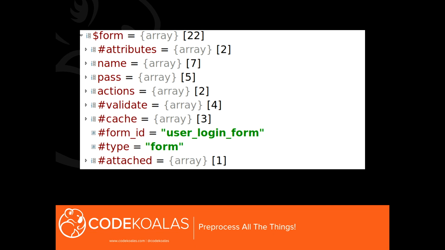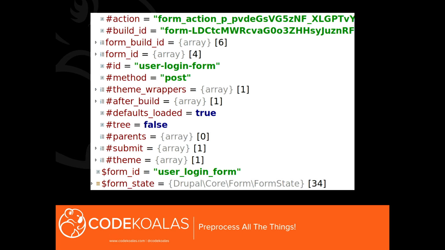Here's some more data you would see in xDebug from a form alter. You can get your form ID, you can select the method you're using, the get request, and then you also have all this stuff under form state, so you can actually see what the user has changed, what process they are in the form, and then you can add submit handlers to save different fields, or do different things when people have changed things on the form.